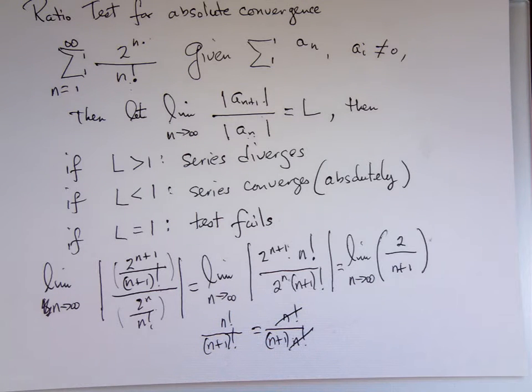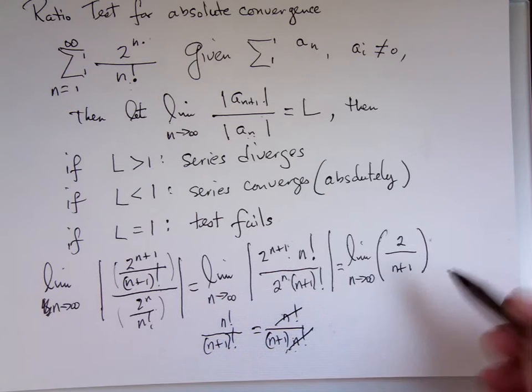7 factorial is 7 times 6 times 5 times 4 times 3 times 2 times 1. 7 factorial is 7 times 6 factorial. That's exactly what you have here. N plus 1 factorial is n plus 1 times n factorial. The n factorials cancel. You're left with an n plus 1.